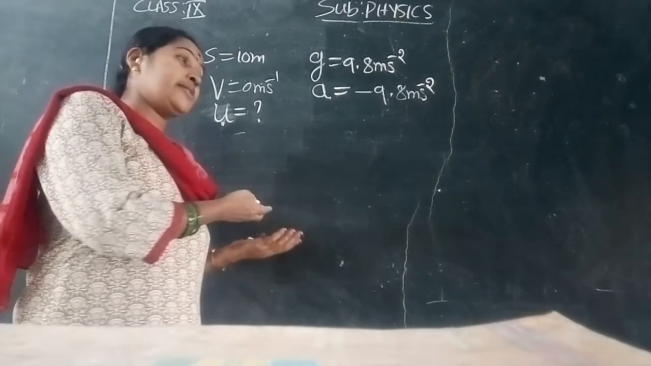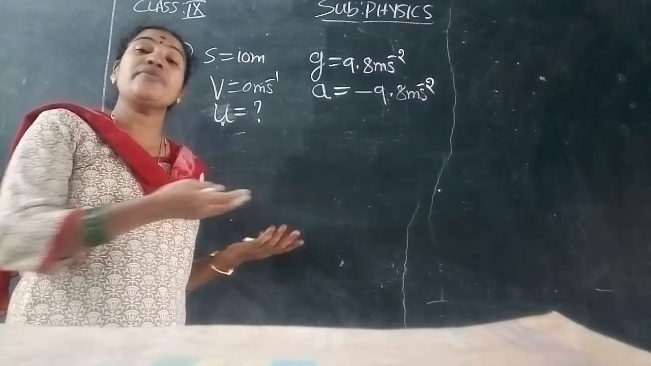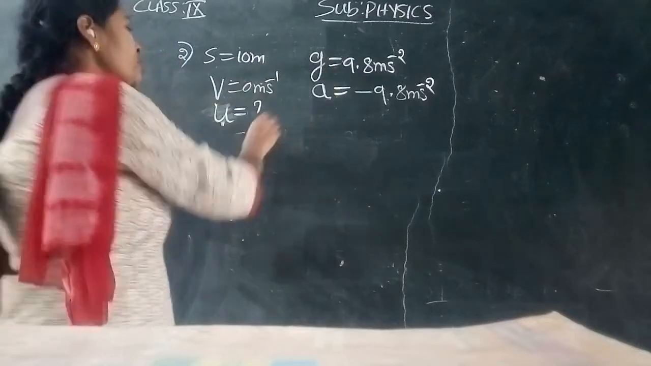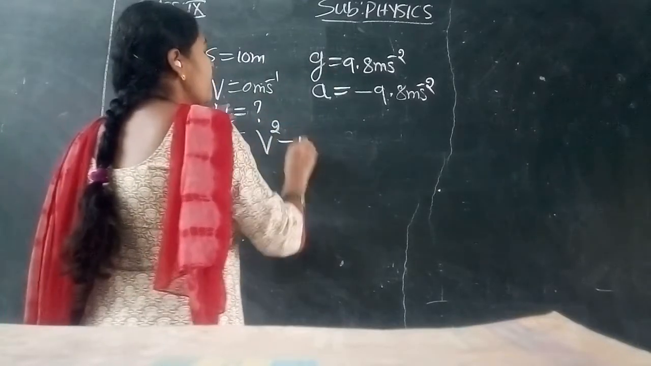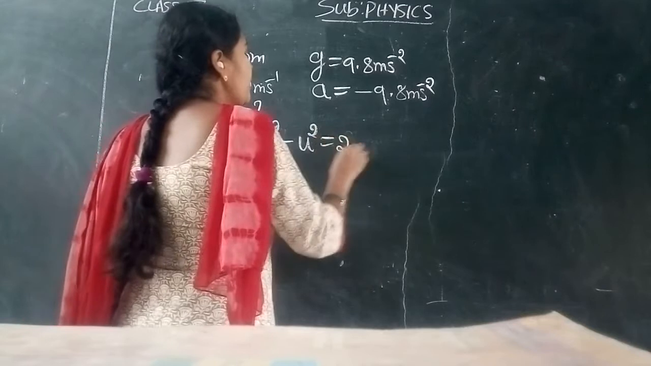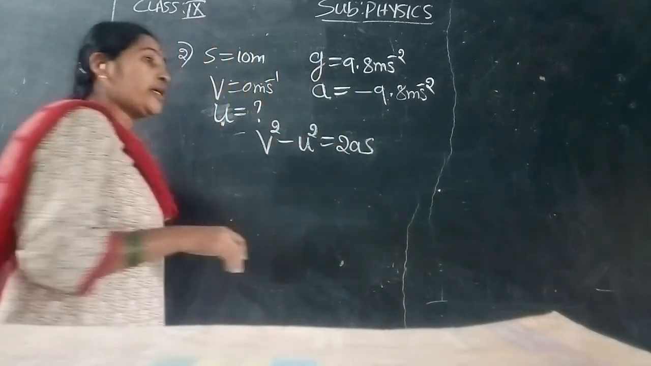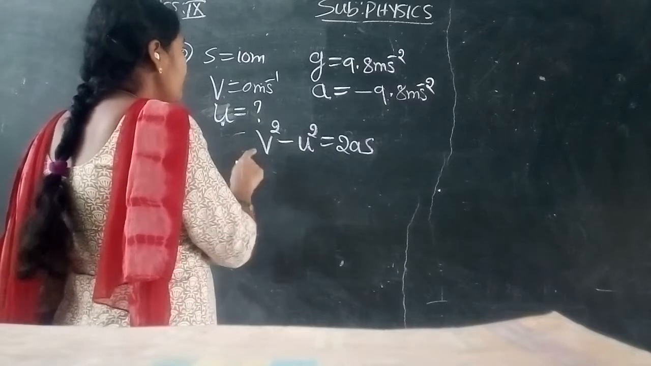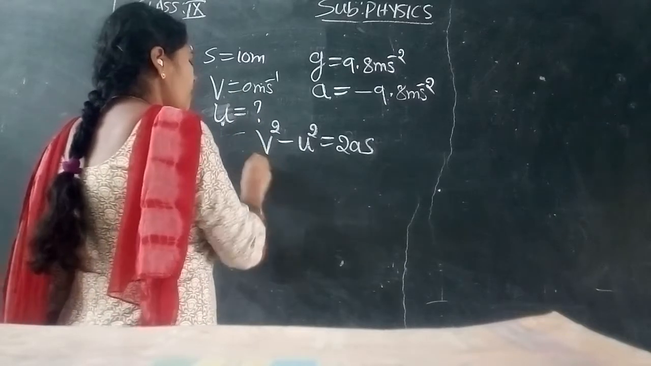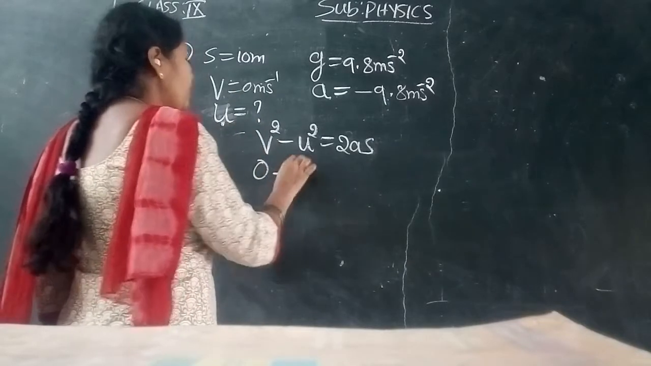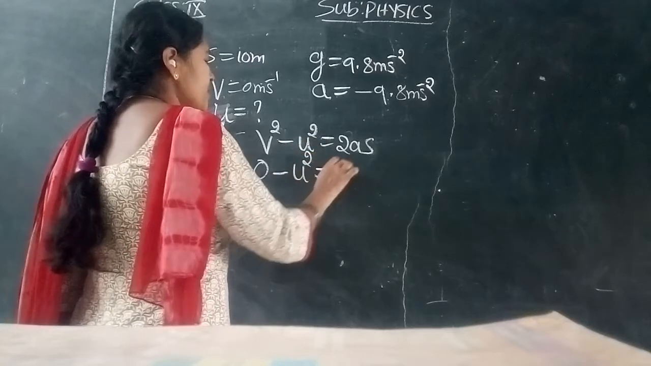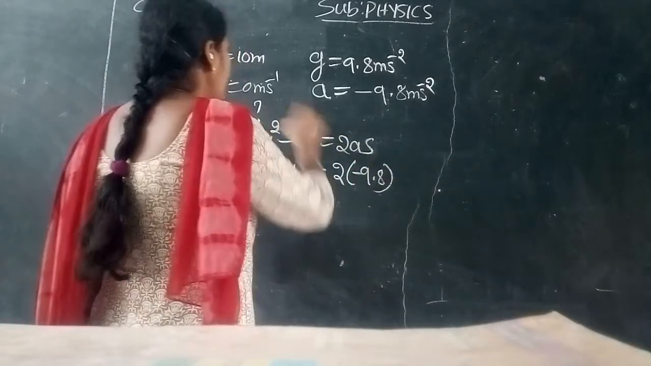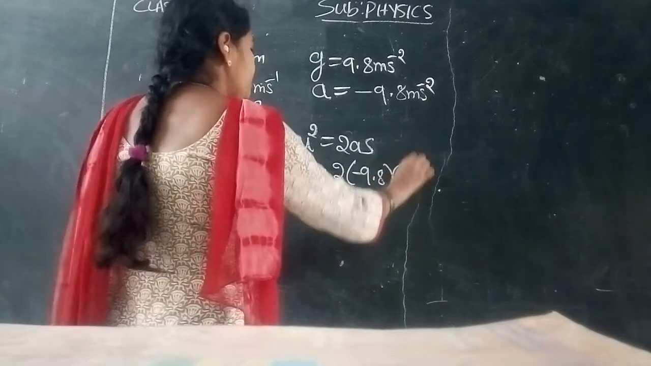If I consider s = ut + ½at², we are not getting the answer because the time they have not given. So let me use the formula v² − u² = 2as. In such a way we have to find out which formula to use. So v value we know, 0, minus u², we don't know u, so write u² as it is. 2 into a, a is minus 9.8. And what about s? s is 10.